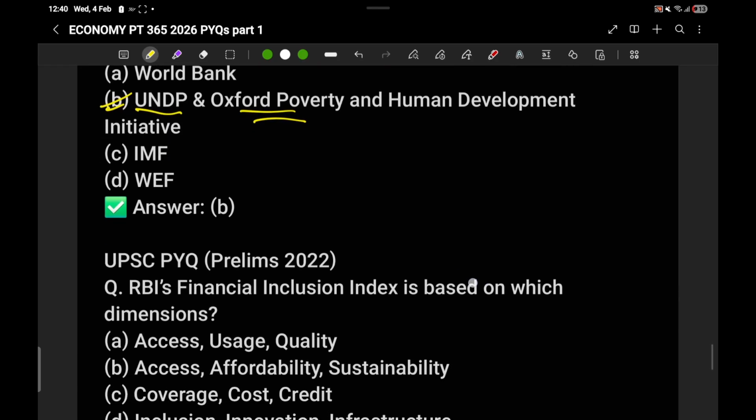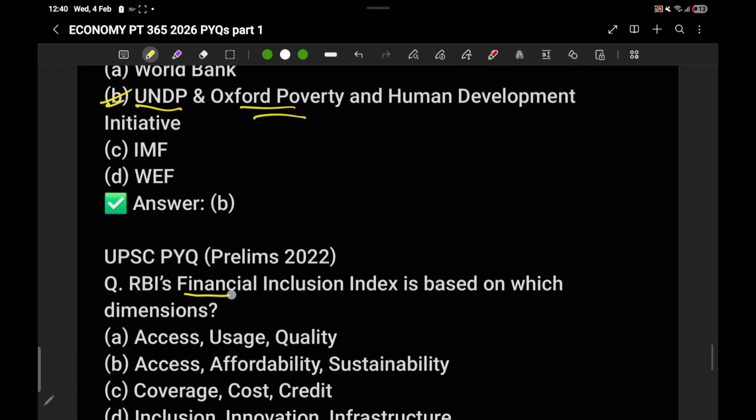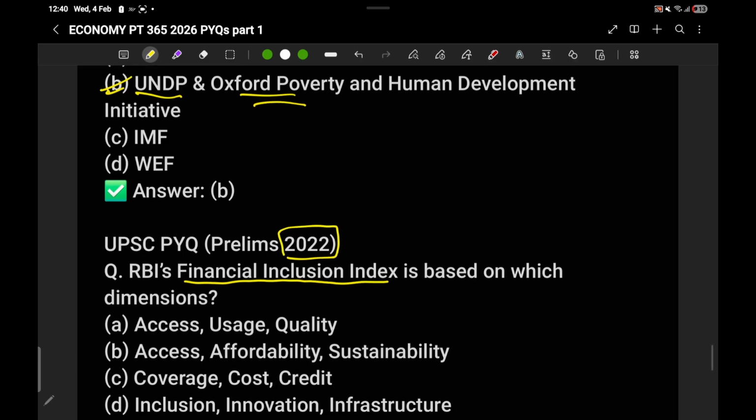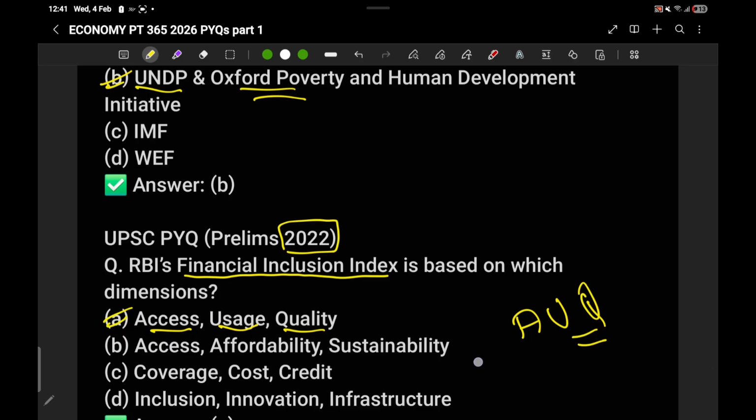Next, in 2022 they asked about RBI's Financial Inclusion Index. Again, see, it is a report question. RBI's Financial Inclusion Index is based on which dimensions? I have told you the shortcut, right? AUQ. So which option holds good? Option A, access, usage, quality. So A is the right answer.